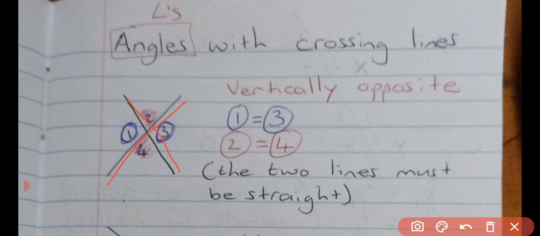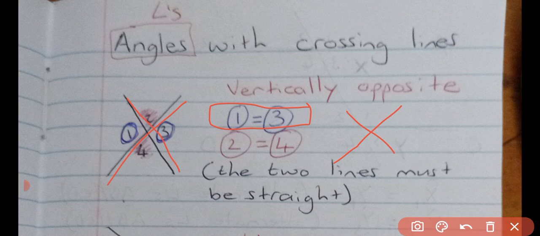So the two angles on either side of the X, like the 1 and the 3 there, are equal to each other. So vertically opposite angles are always equal. The 2 and the 4 are also equal to each other because they're also vertically opposite. This is when you've got an X like that, where there are only two lines crossing and they must be straight lines.